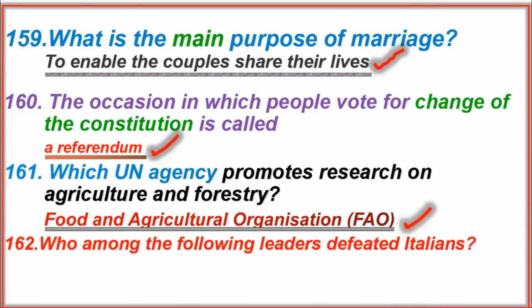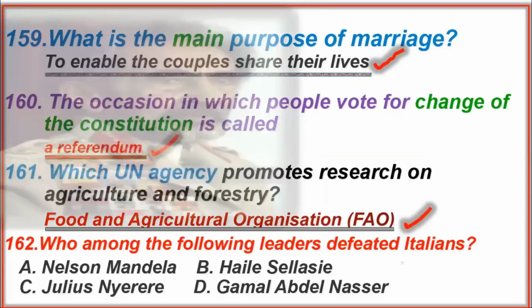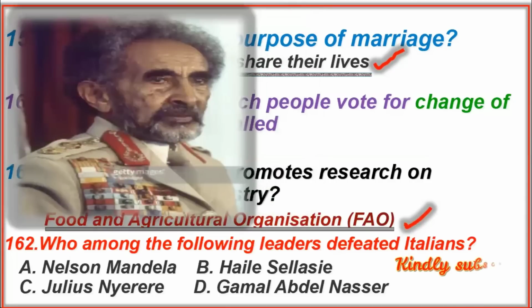Question 162. Who among the following leaders defeated Italians? We have Nelson Mandela, Haile Selassie, Julius Nyerere, Gamal Abdel Nasser. The correct answer should be Haile Selassie. He defeated the Italians in the second invasion.